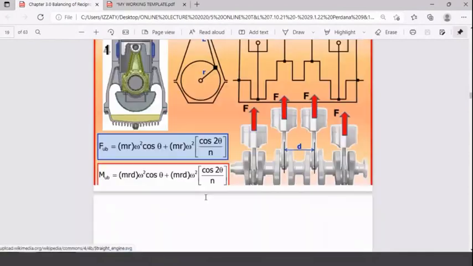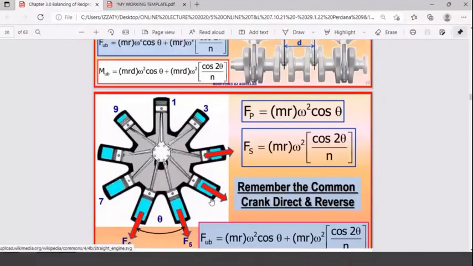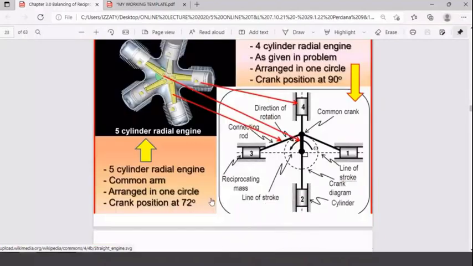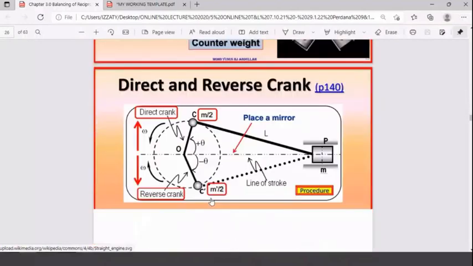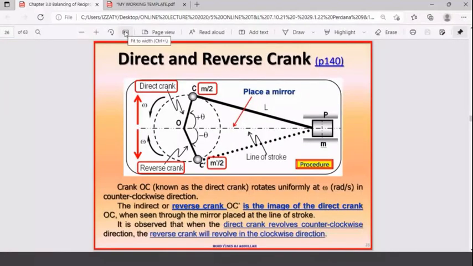So what is direct crank and reverse crank? This is the reverse crank and direct crank. Look at this one very carefully now. The direct crank is basically the actual crank of the engine, the actual one. The reverse crank is the image of the direct crank, the actual crank.